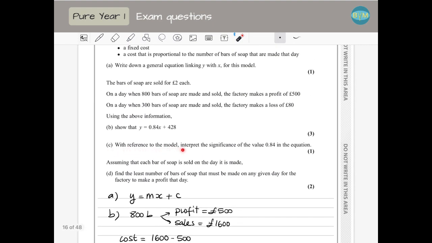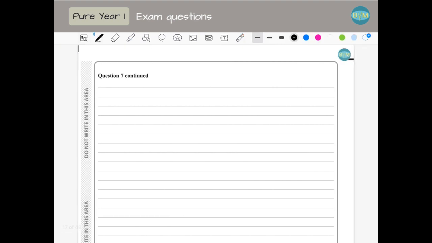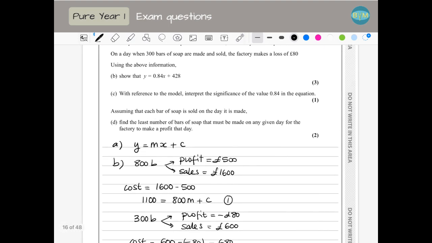Then part C: with reference to the model, interpret the significance of the value 0.84 in the equation. So this is telling us that the cost is going to be something multiplying the number of bars plus a fixed cost. So this is the price that it costs to make 1 bar. So you have to say something like that 0.84 is the price of making 1 bar, that's the price of making 1 bar, or each bar.